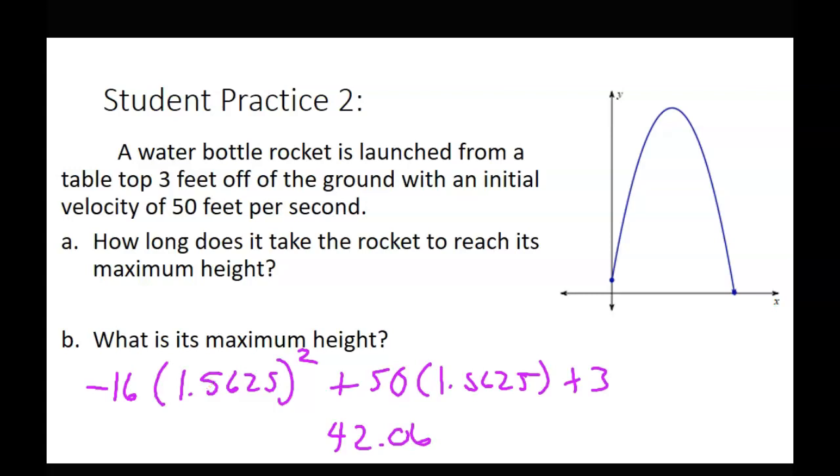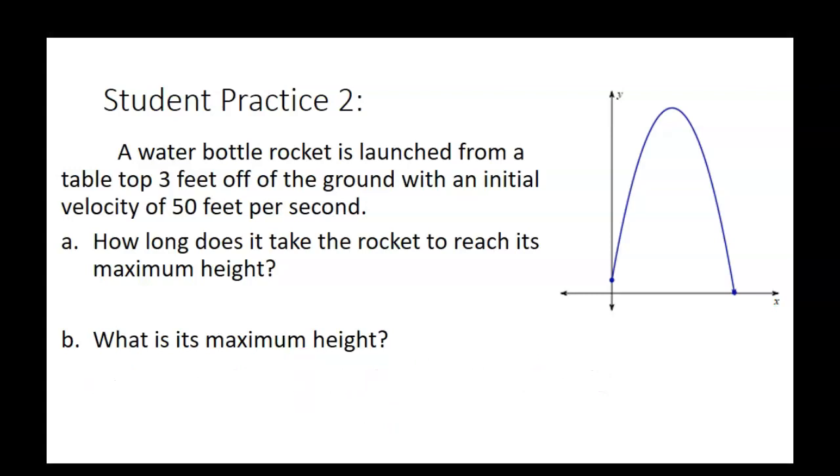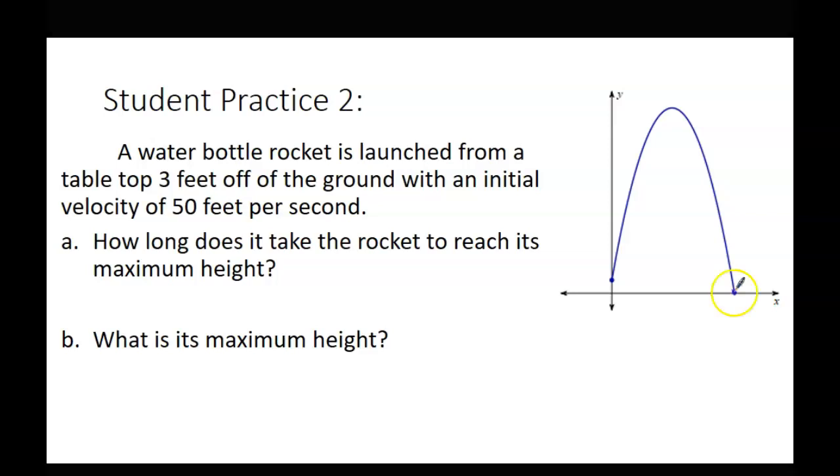So we have one more thing I want to do. We've learned how to turn a word problem into an equation. We've learned how to use that equation to find how long it takes to reach the max and what the actual max height is. Our final thing is how long it takes to land on the ground. When it lands on the ground, that would be here, right? What do we call that part of a parabola? Root. How do we find the roots of a quadratic equation in standard form?